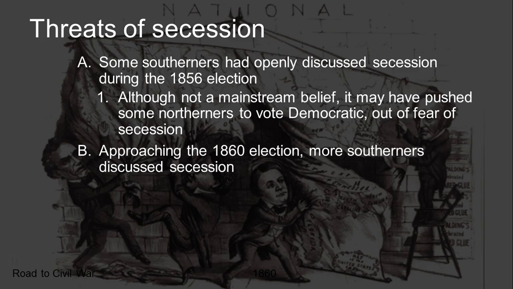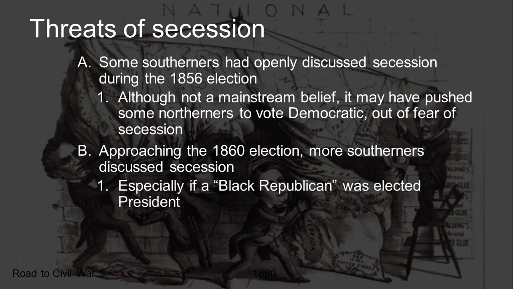By 1860, more and more Southerners are starting to discuss secession openly, and their biggest thing was if a Republican, if a supporter of abolition wins, then they would secede. And even though there were people in the North that were still afraid of it, there were still enough people in the North who kind of said, you know what, fine, you want to secede, we don't believe it's going to happen, but we're not willing to give in to you at the ballot box this time.